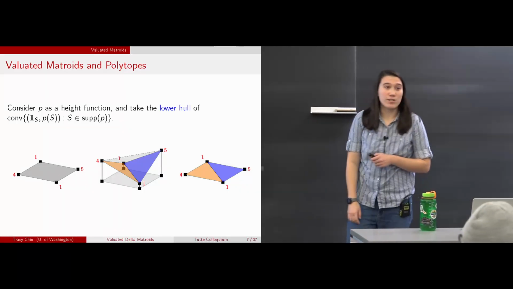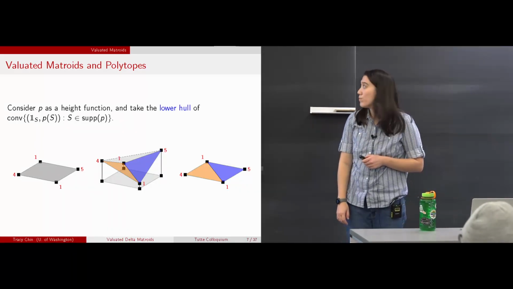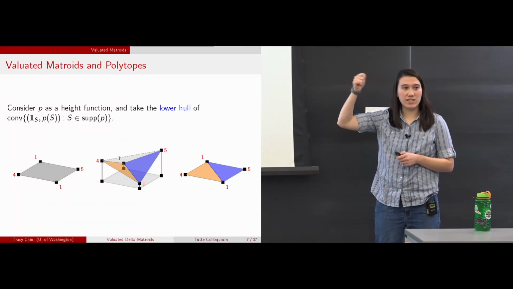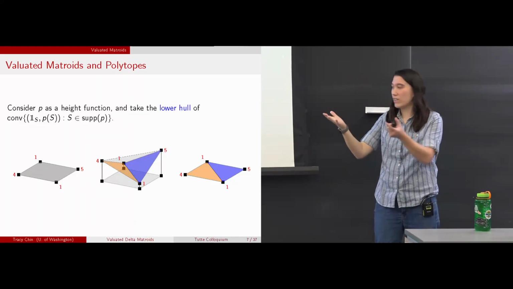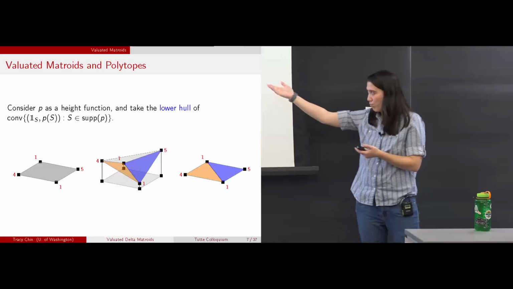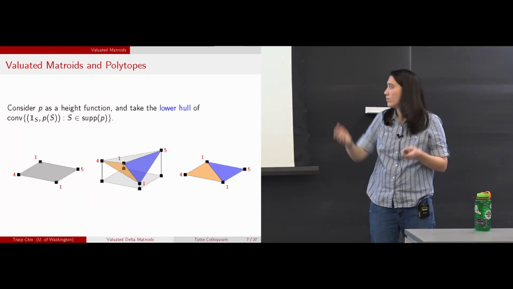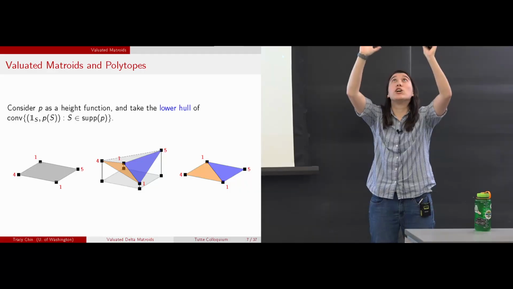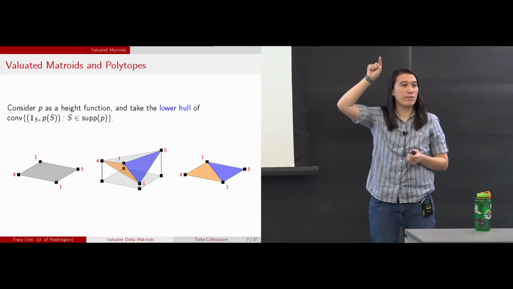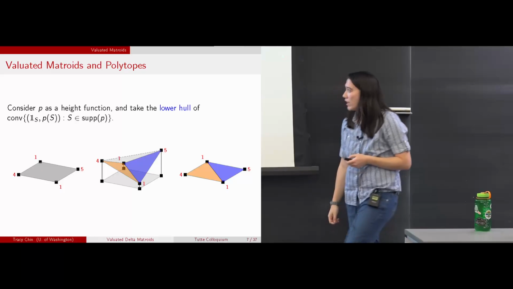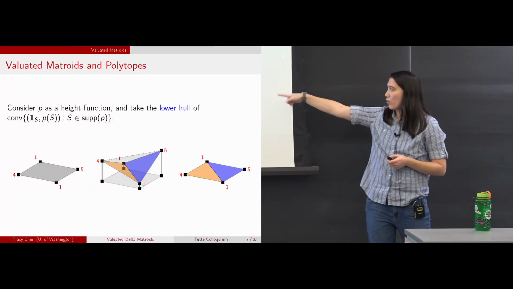Turns out that these also we can talk about with polytopes. So if we consider this function p as some sort of height function, we're going to take our basis polytope and lift it into one dimension higher. And then we're going to take that new polytope, hold it over our heads, and look at what faces we can see. So in this case, those red numbers are my height function, and I see this orange triangle and the blue triangle.